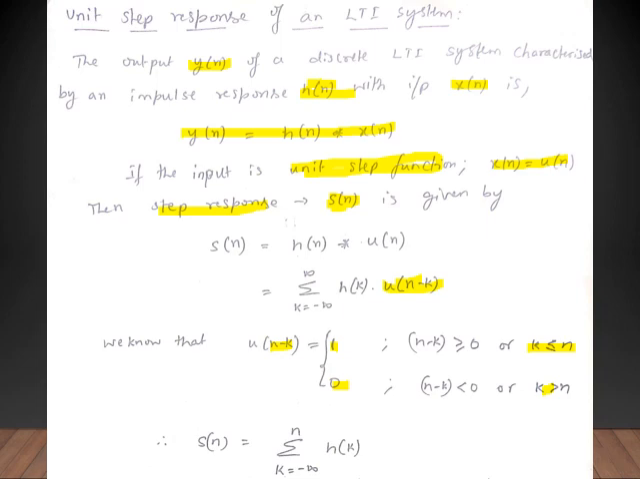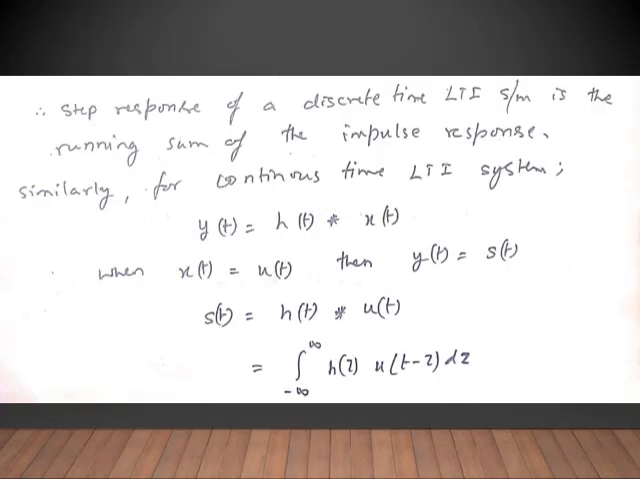That's why this s of n changes with its summation limits from minus infinity up to n. For k greater than n, u of n minus k is 0, so we cannot take those terms. So the summation limit is k equal to minus infinity to n with h of k into 1 instead of u of n minus k. This is how I proved the condition for the unit step function. Therefore, the step response of a discrete time LTI system is a running sum of the impulse response.